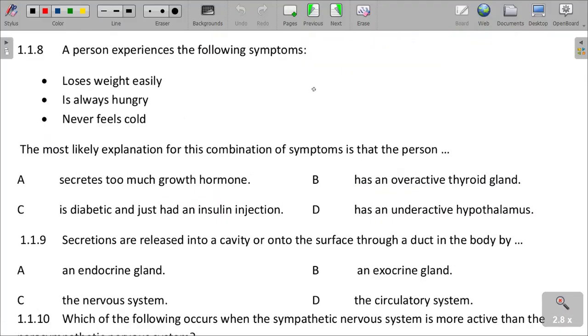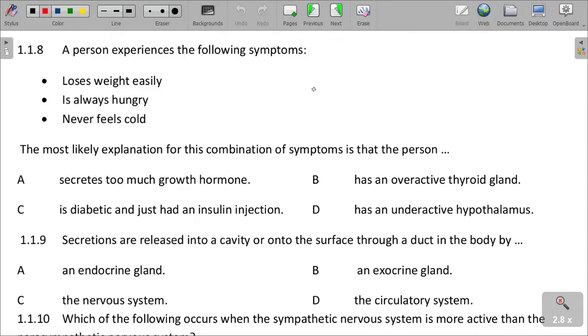A person experiences the following symptoms: loses weight easily, is always hungry, never feels cold. In other words, never feels cold, we can say always has fever, or the temperature is constantly high. So the most likely explanation for this combination of symptoms is what is causing the person to lose weight easily, always hungry, has a high appetite, and never feels cold.